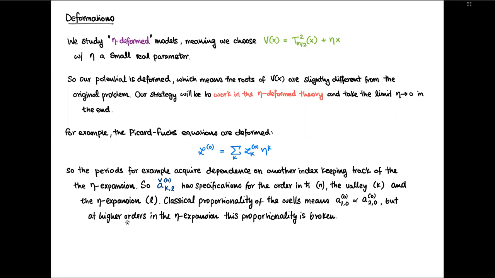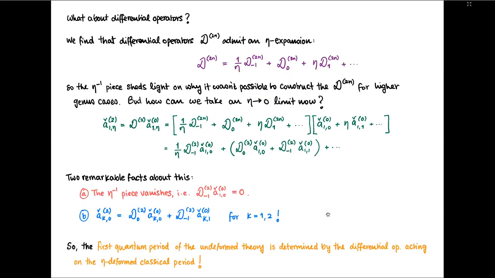Yeah. So now the classical proportionality of the wells means that in this notation, A100 is proportional to A200, but at higher orders in the eta expansion, this sort of proportionality is broken. But let's see what happens when we have this new kind of free parameter. What about the differential operators?